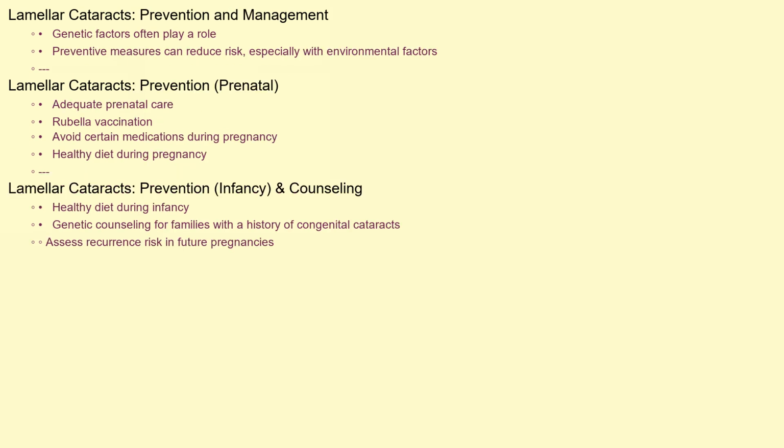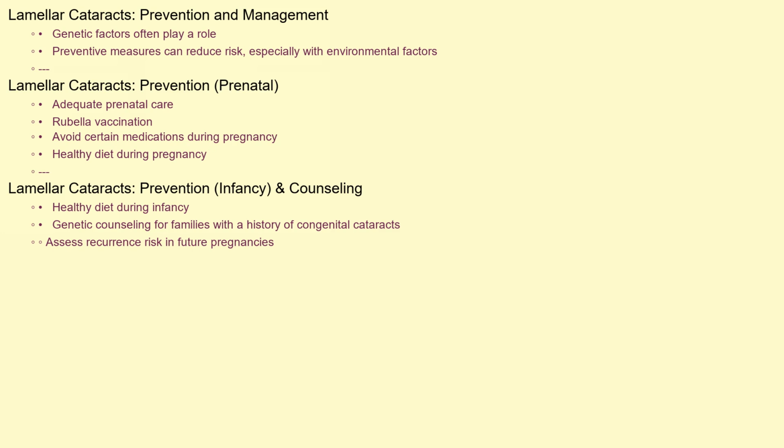While lamellar cataracts are often related to genetic factors, there are some preventive measures that can be taken to reduce the risk, especially in cases where environmental factors play a role. These include ensuring adequate prenatal care, vaccination against rubella, avoiding exposure to certain medications during pregnancy, and maintaining a healthy diet during pregnancy and infancy. Genetic counseling may be beneficial for families with a history of congenital cataracts to assess the risk of recurrence in future pregnancies.